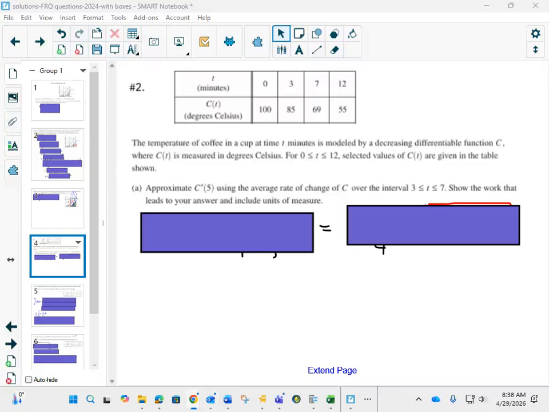The temperature of coffee in a cup at T minutes is modeled by a decreasing function C, where C of T is measured in Celsius. For 0 less than or equal to T less than or equal to 12, select values of C are given in a table. Very typical.